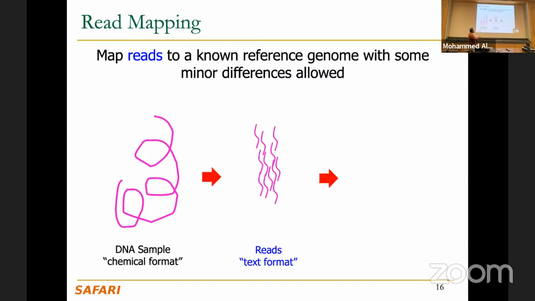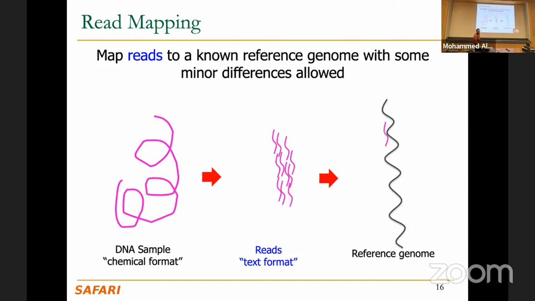This is the DNA molecule in molecule format, chemical format. I give it to library preparation and then sequencing, and I get these pieces. And then I have the reference genome. I compare every piece with the reference genome, and then I decide: what is the right location for every piece? Of course, I can get multiple locations for every piece. And then the challenge is how to decide what is the right location for that piece.